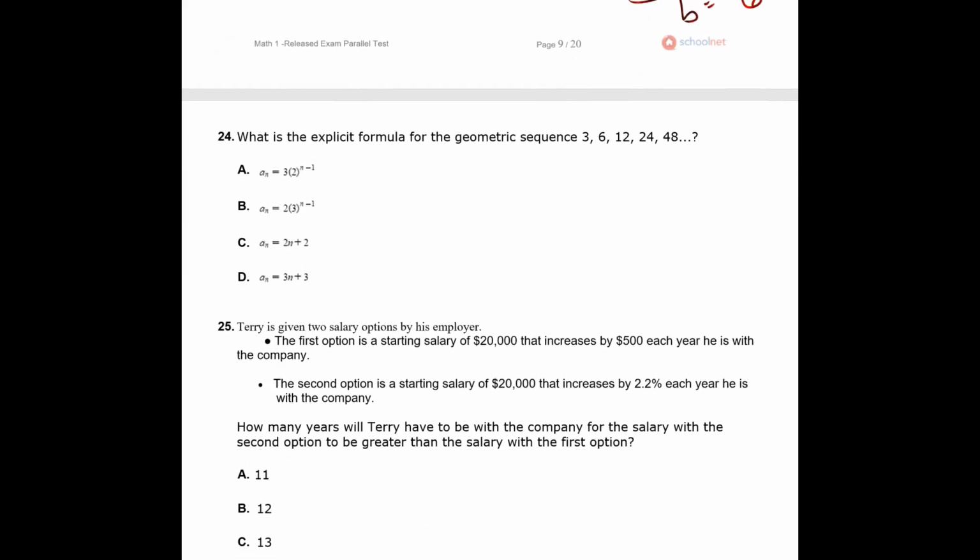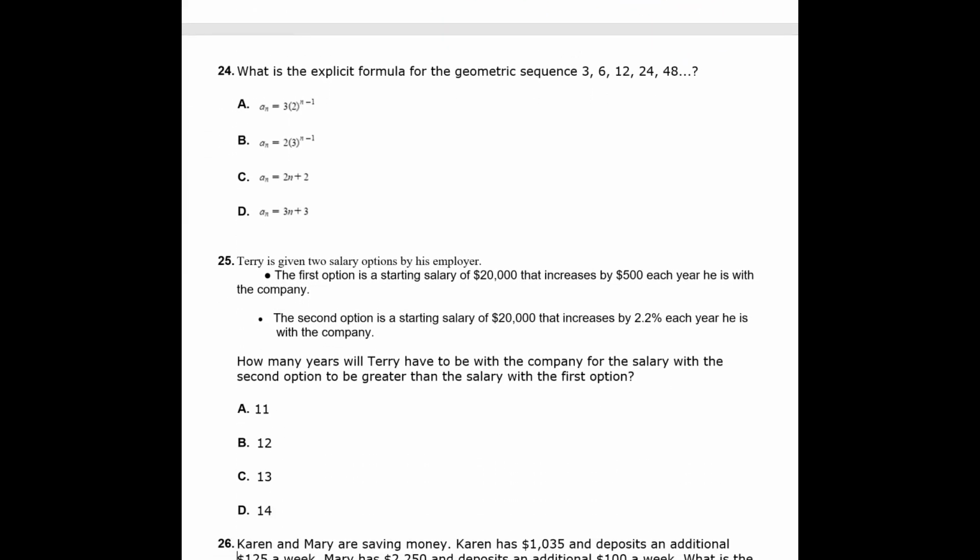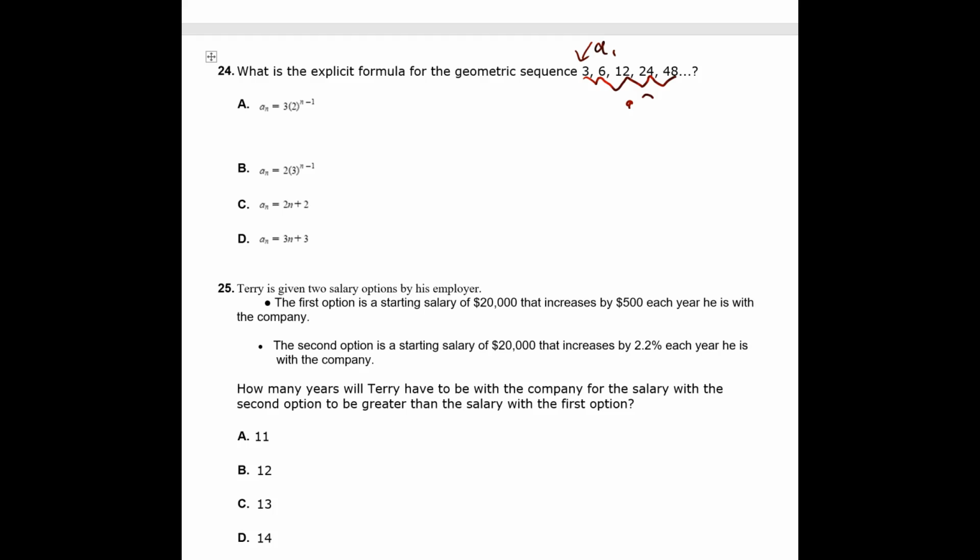Moving on. What is the explicit formula of the geometric sequence? We've been doing arithmetic sequences, but this is geometric sequences. So this is my first term, a sub 1. And then the common ratio, because difference is arithmetic. Common ratio means that I'm multiplying by something. What am I multiplying each time? Oh, it looks like I'm multiplying by 2.